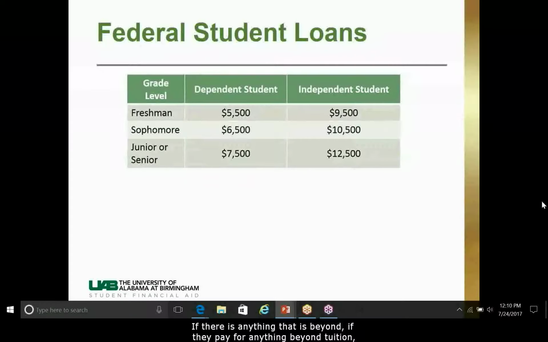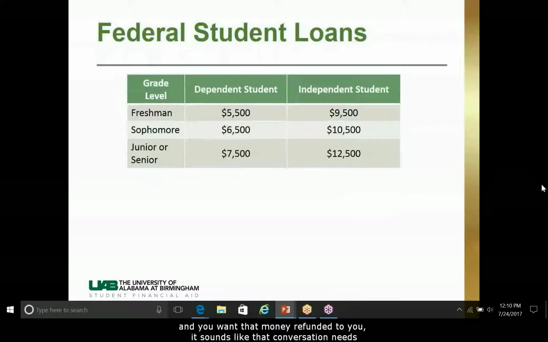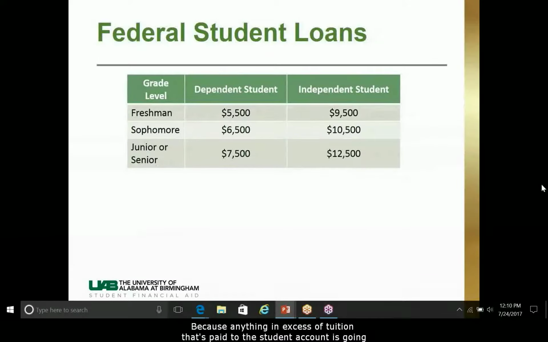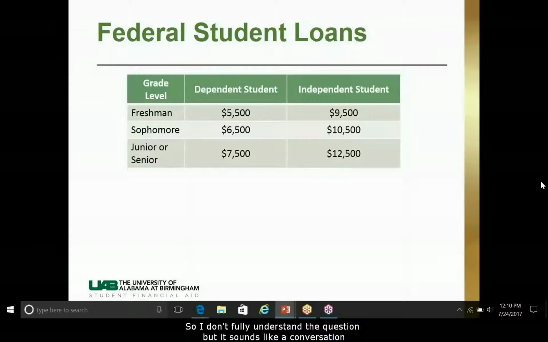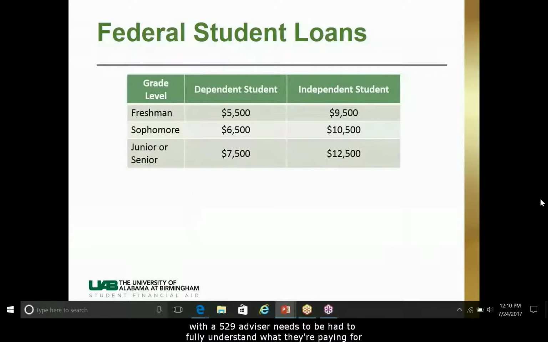to UAB. If they pay for anything beyond tuition, and you want that money refunded to you, it sounds like a conversation needs to be had with your 529 provider, because anything in excess of their account balance, excuse me, it'll be issued back to the student. So I don't fully understand the question, but it sounds like a conversation with the 529 advisor needs to be had to fully understand what they're paying for and how to get them the information of what is owed.